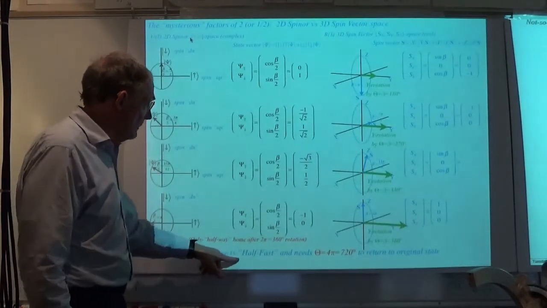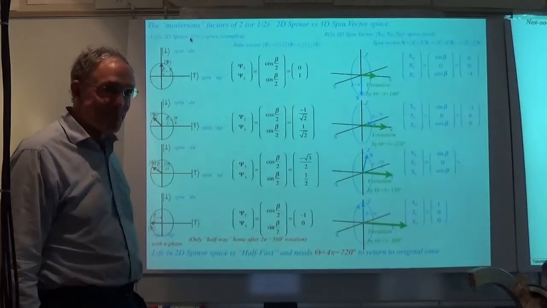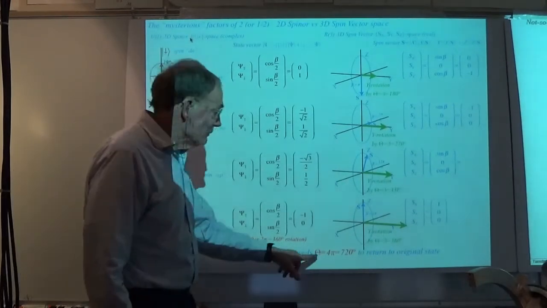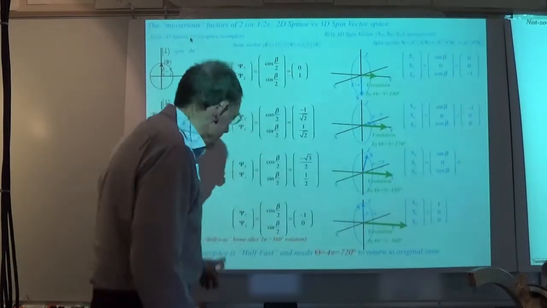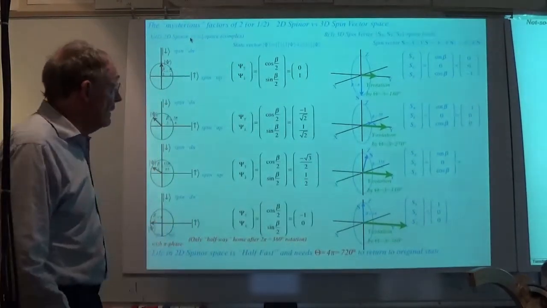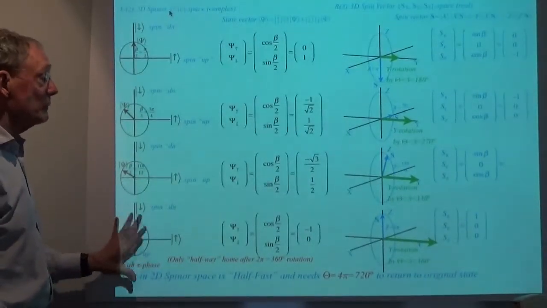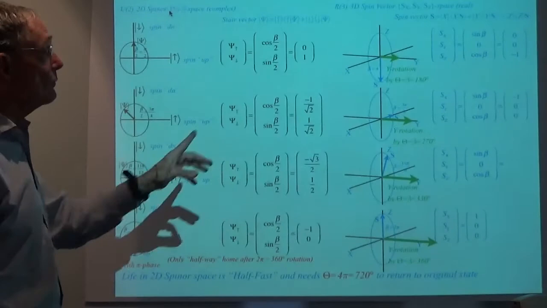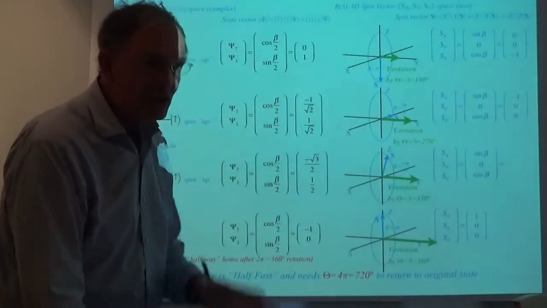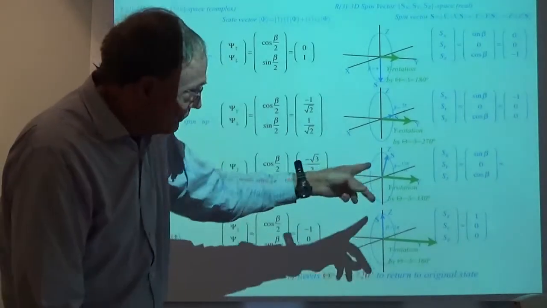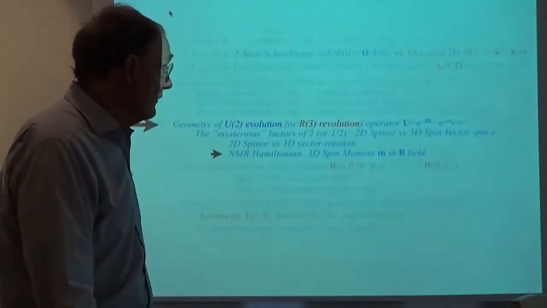Life in 2D spinor space is half fast. Poor joke. Theta equal 4 pi, 720 degrees, is needed to return to the original state, the really original state, in a far better, more complete quantum mechanical description of nature. This one is just a glimpse of what's going on. That's what we're used to. Our head is programmed for this one. It's not programmed for that. We have a hard time thinking about that one.